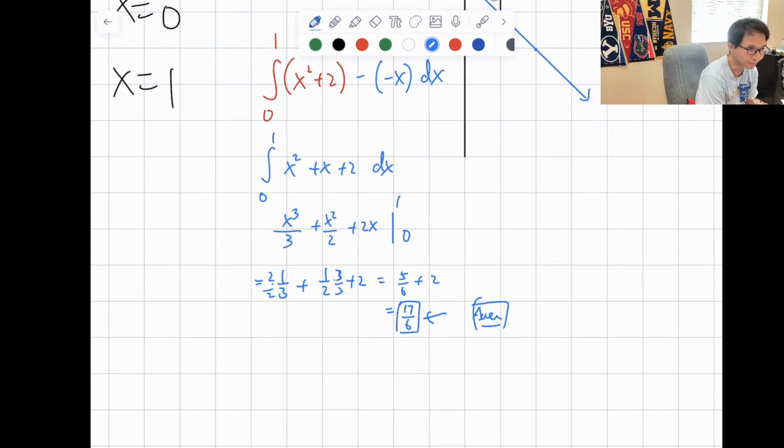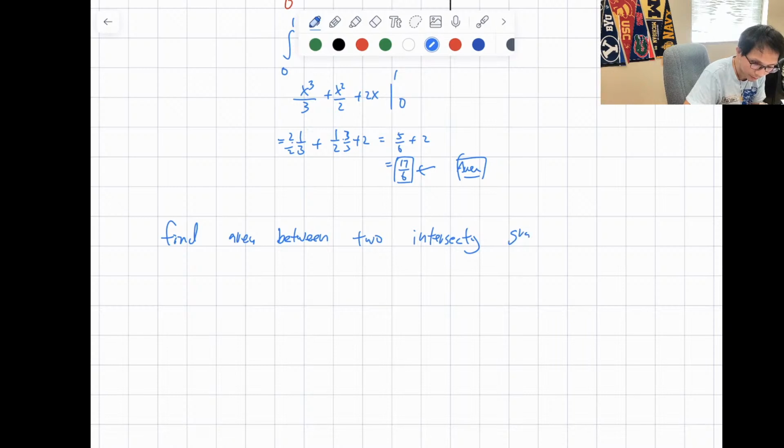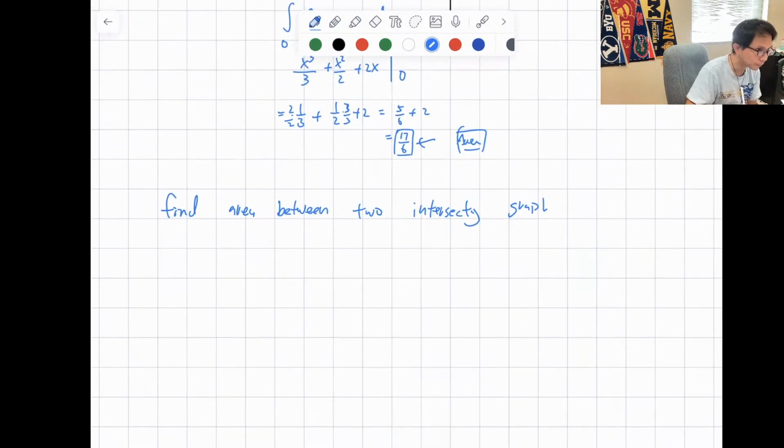Second question. I want to find the area between two intersecting graphs. Would this be the integral of the absolute value? No.